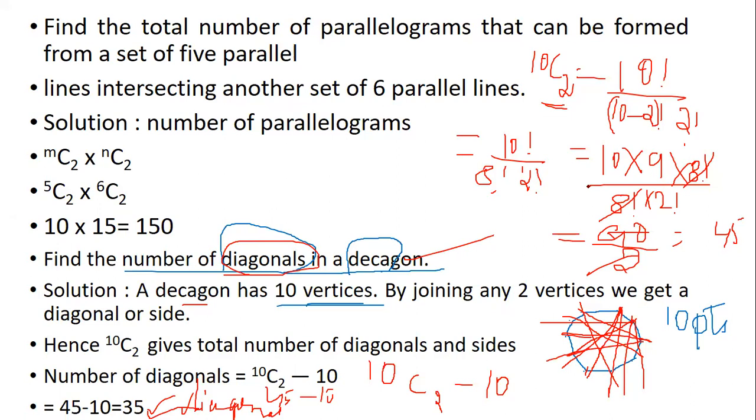Okay, so that concludes our chapter number 1. We learned set theory, all detailed set theory and properties of set theory, and then we came to permutation and combination with the basics.